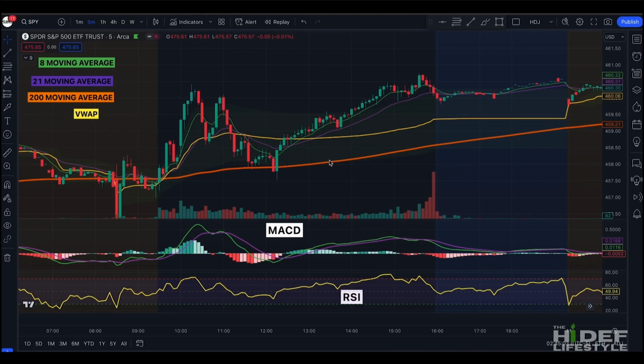So the 200 moving average and my VWAP are lines that I really keep an eye on, because when the price action approaches either of these two lines, you want to be on the lookout, because things could reverse and you could get a bounce up or down off either one of these two lines. So always be on the lookout.